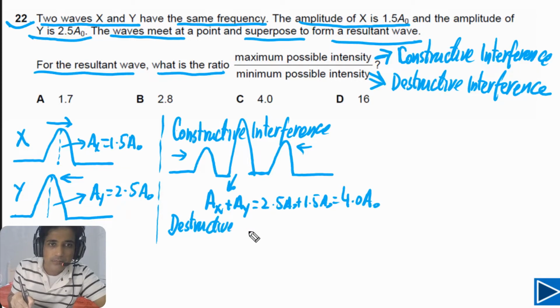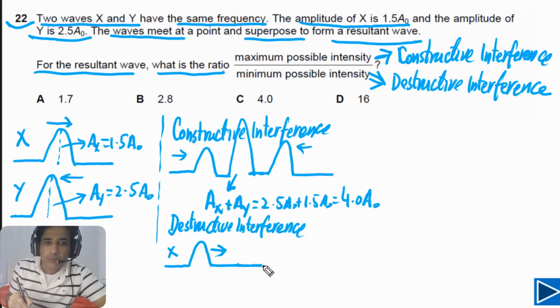Now we can repeat the same process for destructive interference, which means when the waves cancel each other. In this case, we have wave X. Let's say this is the crest of wave X, moving to the right. And we have the trough of wave Y that is moving to the left. So this is wave Y.